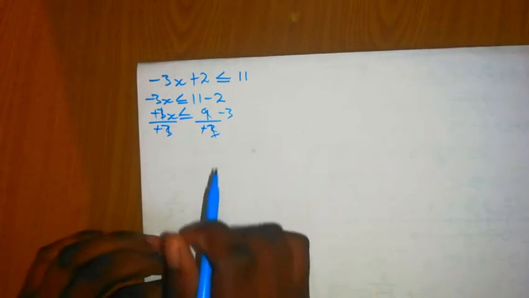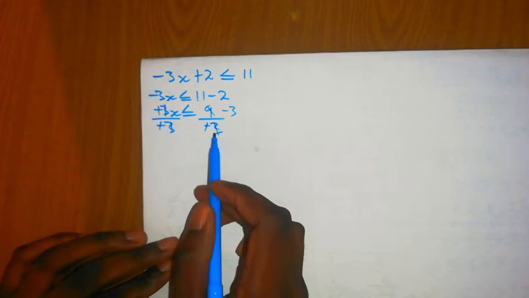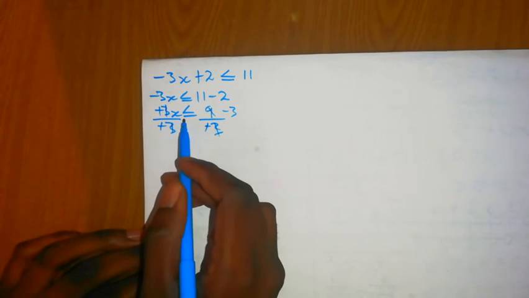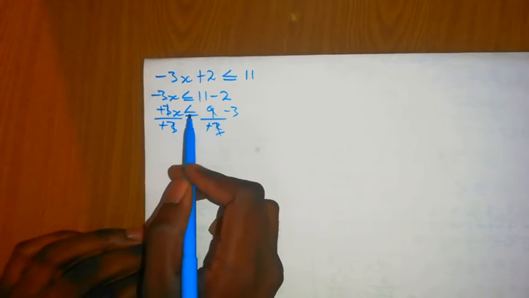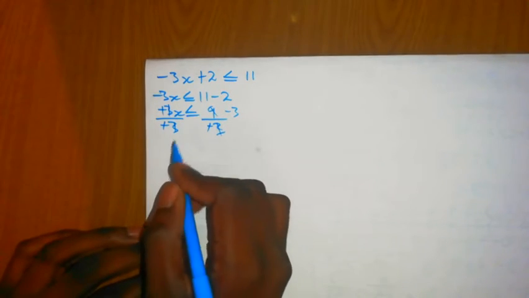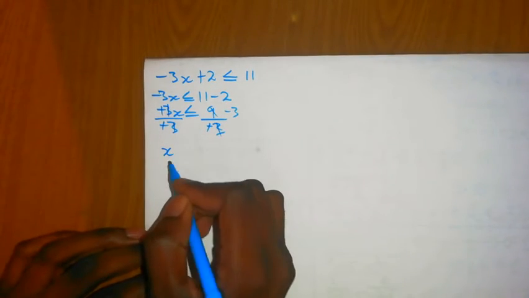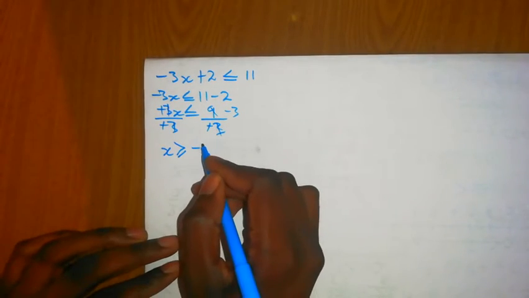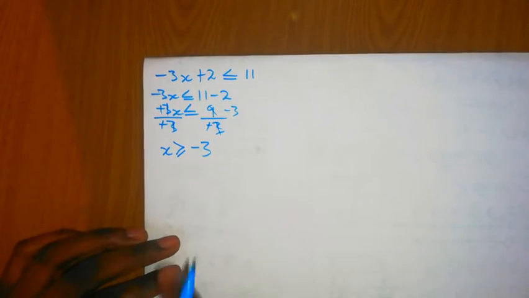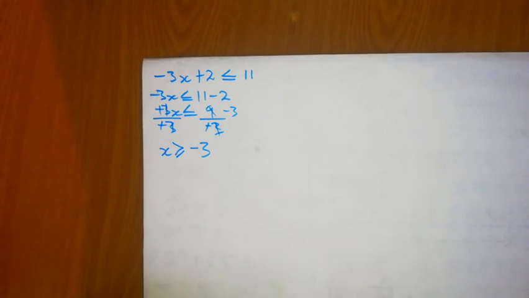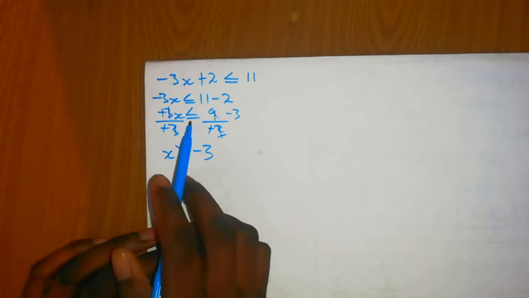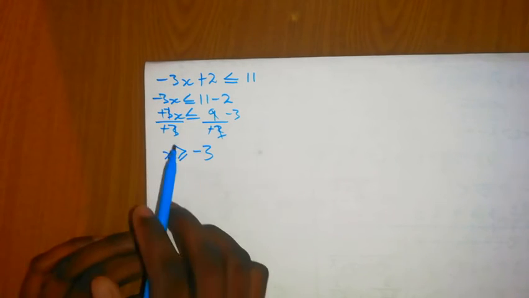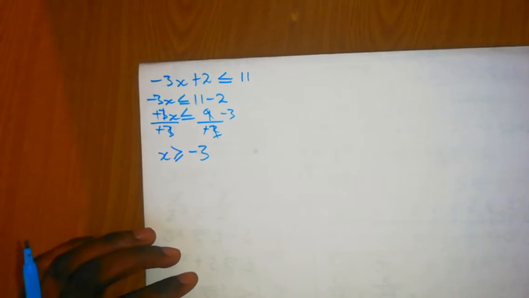Now, just because you divided using a negative sign, it will convert that sign. This sign is going to be like this one. So now x is greater than or equal to -3. That is your final answer. This sign only changes if you divide using a negative sign.